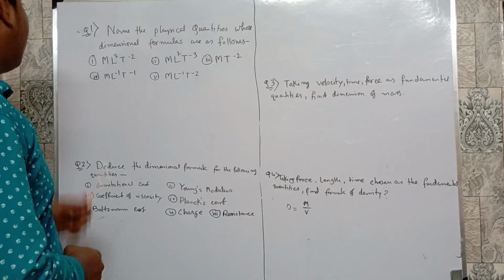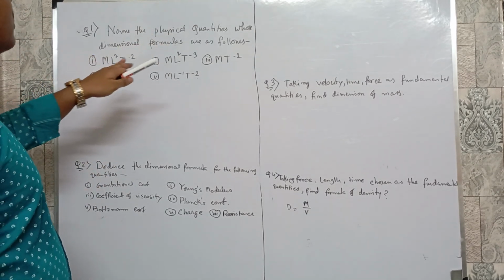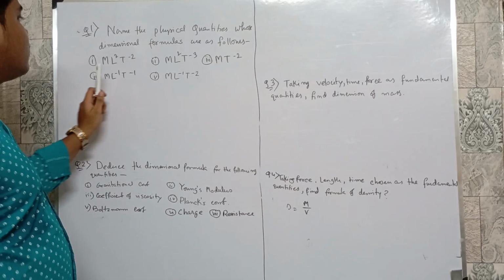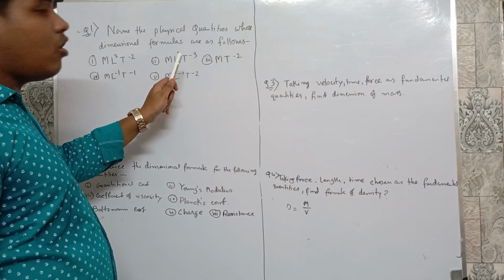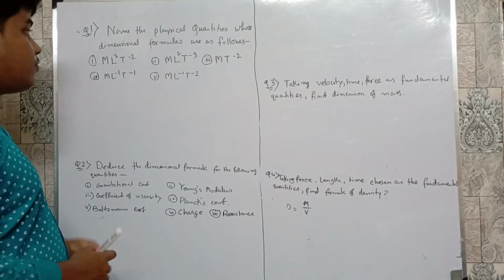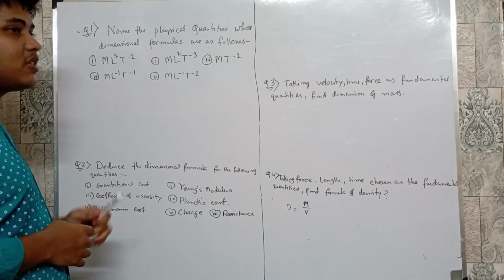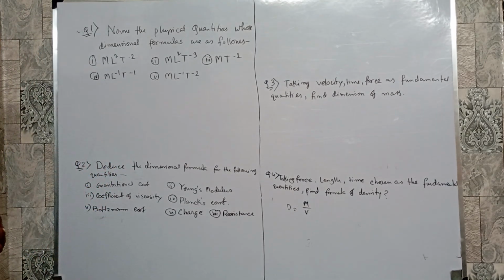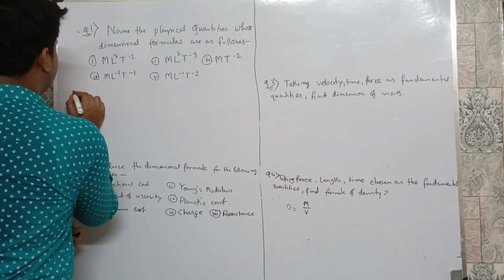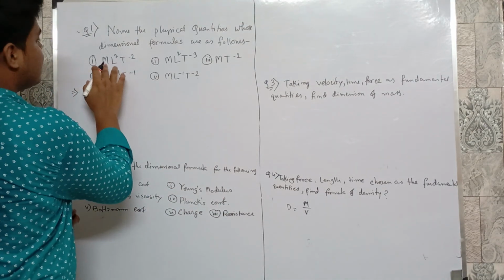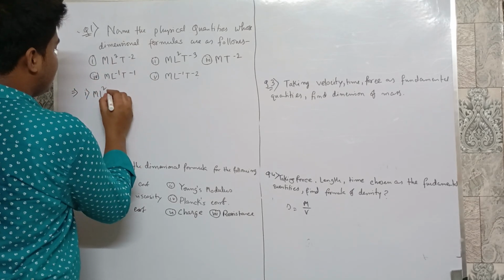So the first type of question is, name the physical quantities whose dimensional formulas are as follows. The dimensional formula will be given to you, and you will be asked the quantity of which this dimension is given. For which I have told you that you will have to remember the dimensions of some minimum number of quantities, so that you can find these dimensions. So let us take one by one.